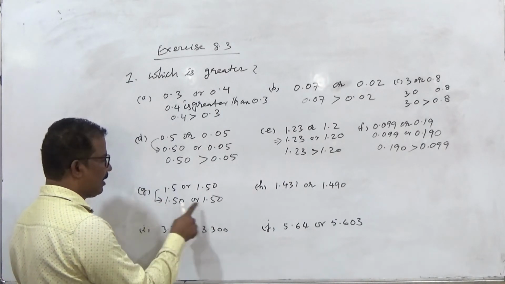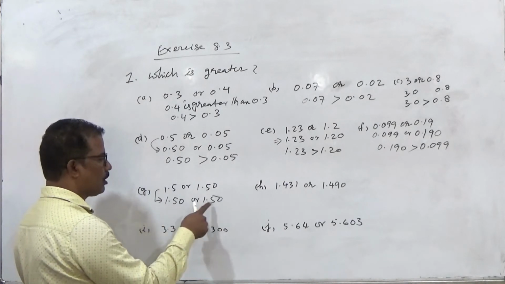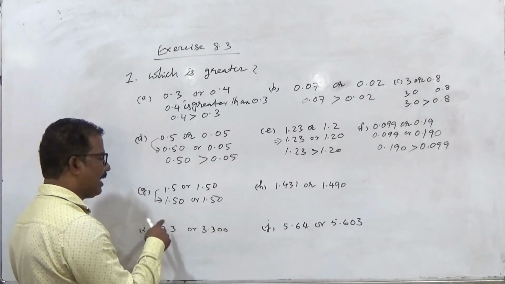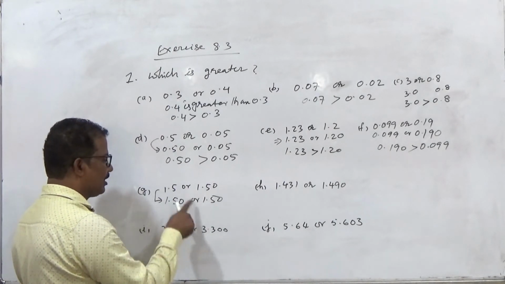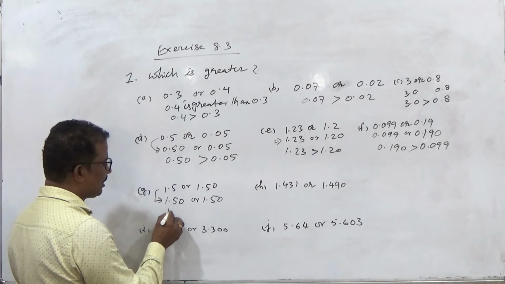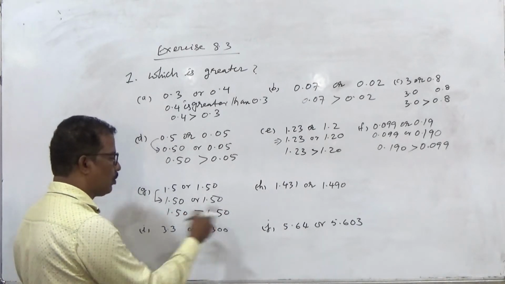In the whole part, 1 and 1 both are same. In the next decimal part, in the 10th place, 5 and here also 5, both are same. In the next place, the 100th place, here 0 and here 0, both are same only. That means these 2 numbers are same only. So we can say 1.50 is equal to 1.50 only, both are same.